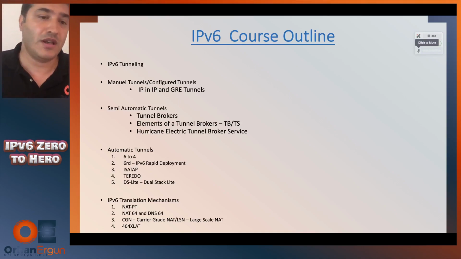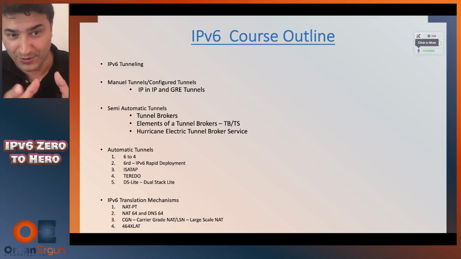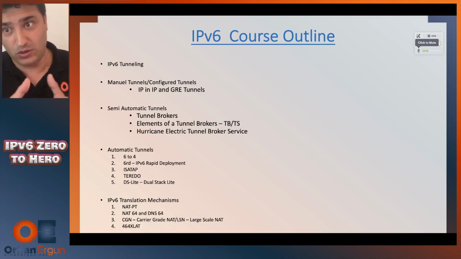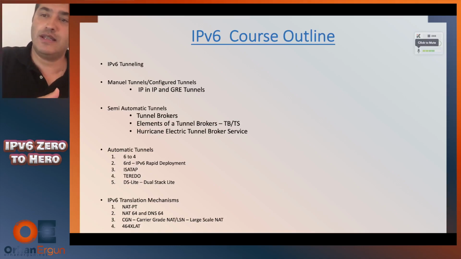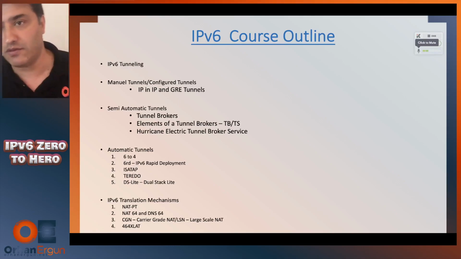rapid deployment, ISATAP, Teredo, DS-Lite. There are many others as well, but those ISATAP, Teredo, 6RD, especially DS-Lite, these are commonly used ones. Some of them we will see that we carry IPv6 over IPv4, some of them IPv4 over IPv6 network, and so on and so forth.